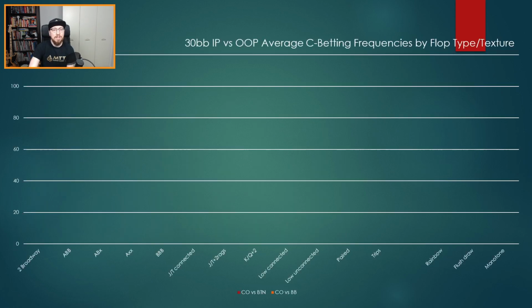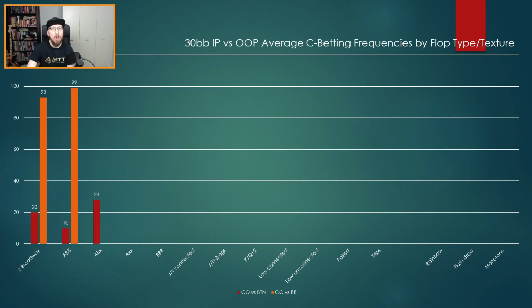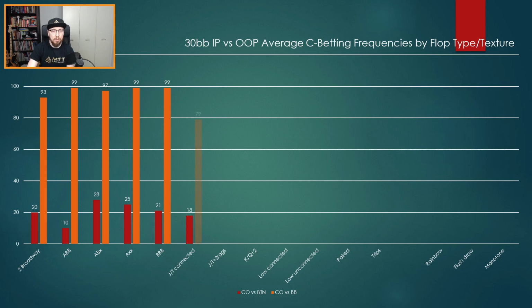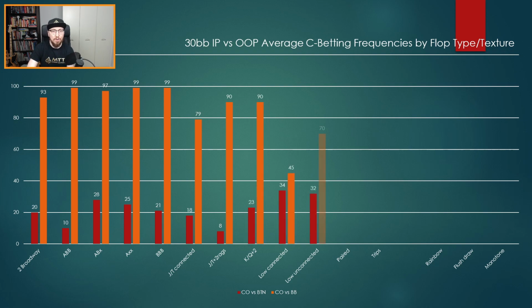And then finally, we'll take a look at the cutoff versus button and cutoff versus big blind. And this is where you're going to see a lot of checks. You can see those numbers now. Cutoff versus button, we're really not doing much betting at all. 20% on 2 Broadway, 28% on ABX, 21% on BBB, so 3 Broadways, 8% on Jack or 10 high with 2 low cards, and so on and so forth.